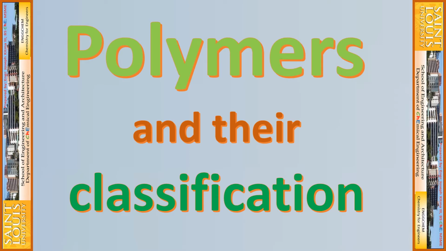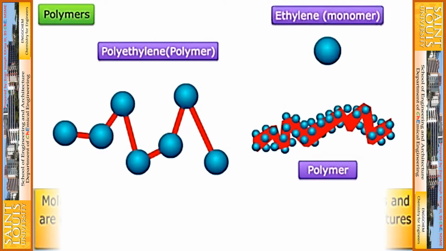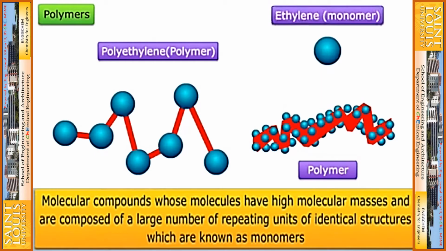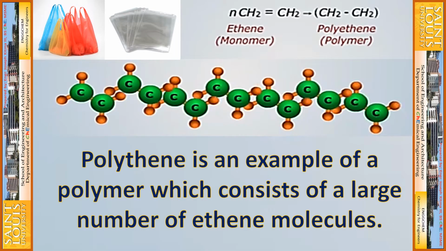What are polymers and their classification? Molecular compounds whose molecules have high molecular masses and are composed of a large number of repeating units of identical structures which are known as monomers. Polythene is an example of a polymer which consists of a large number of ethene molecules.